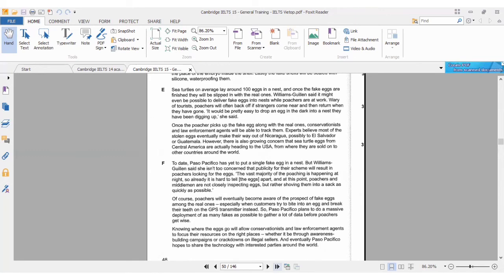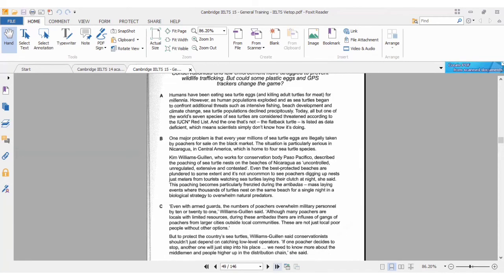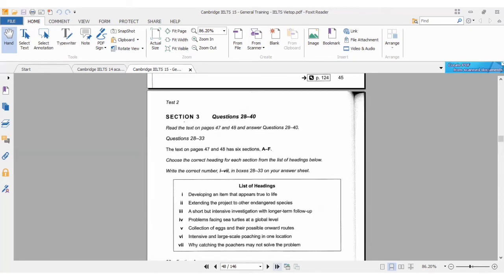What else do you need? That's your answer. They're describing the process. Yeah, but hold on. Okay. They're describing the process of developing an item that appears true to life. Your answer for that one is Roman figure one. You found it from the first sentence, and we just had to read it to get the complete description.